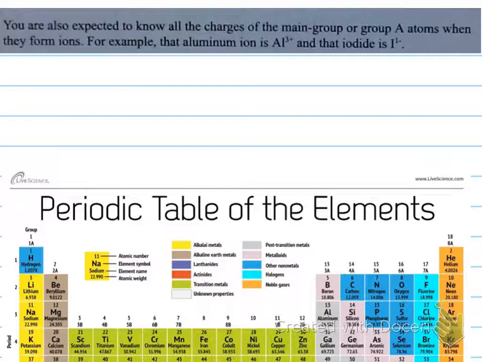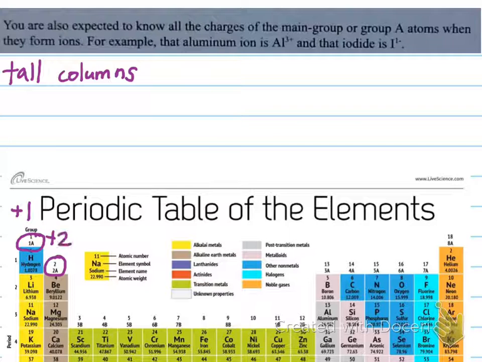On that polyatomic ion sheet, it also says that you're expected to know all the charges of the main group or group A atoms when they form ions. So what I'm talking about here are, again, the tall columns on the periodic table. Now, again, I don't expect you to be able to do this without a periodic table, but with. So remember this group 1A, okay, that means that they always have a charge of +1, because they have one valence electron and it's easier to lose that one than it is to gain 7. Group 2A always has a charge of +2 because they have 2 valence electrons, and again it's easier to lose those 2 than it is to gain 6.